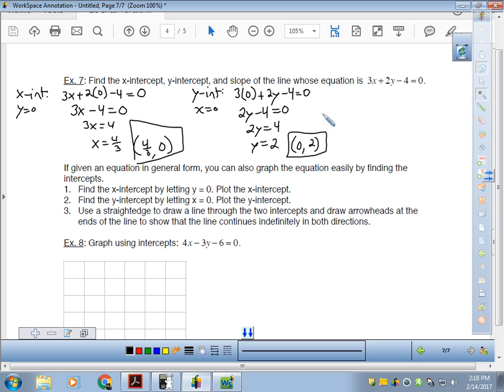And then the last thing we want to find is the slope. So to do that, we solve this equation for y. So I'm going to move the 3x and the 4 over. So I'll have 2y equals negative 3x plus 4. Then I'll divide everything by 2. And so I get y equals negative 3 halves x plus 2. Which of those numbers is my slope? It's the number multiplied by the x. So my slope is negative 3 halves.